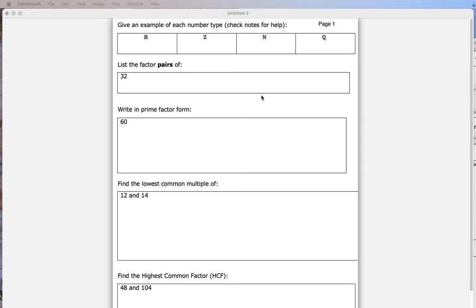Right, so here I have the first page of the practice test for the trimester 1 exam. I'm going to make a video on each page. I think I have 5 pages altogether. So let's go through it one at a time.